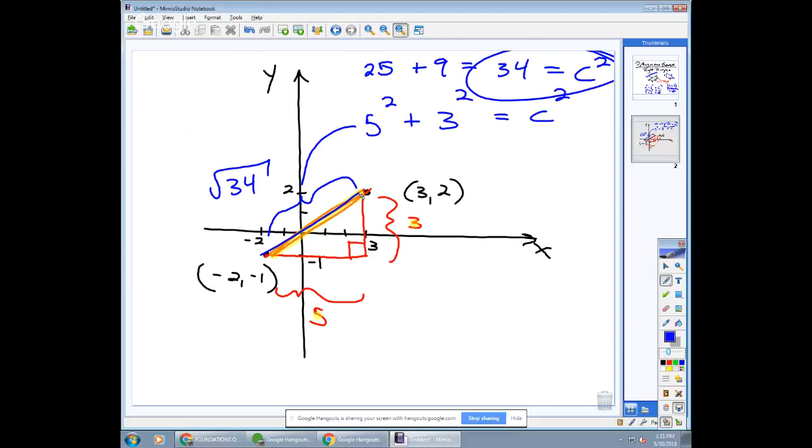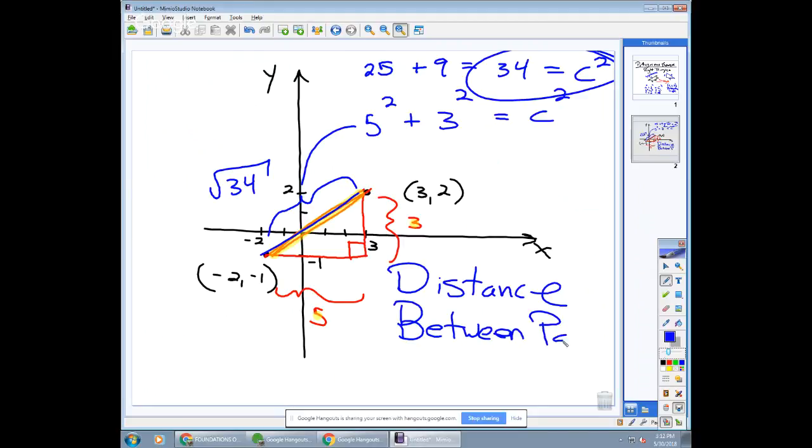So the Pythagorean theorem allowed us to find the distance between these 2 points. That's the big thing I'm putting out here: the distance between points is an application of the Pythagorean theorem.